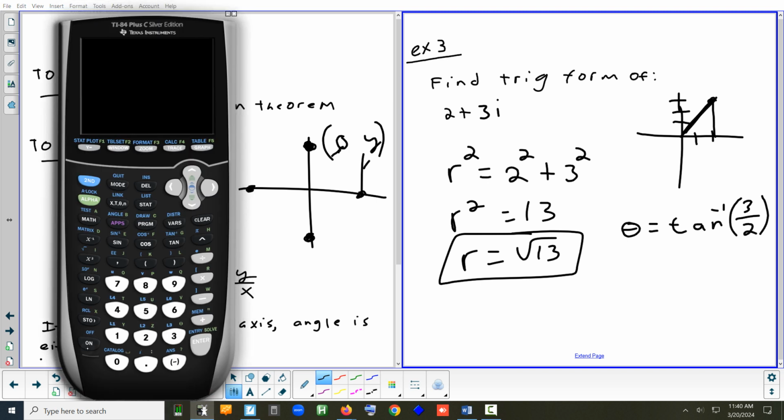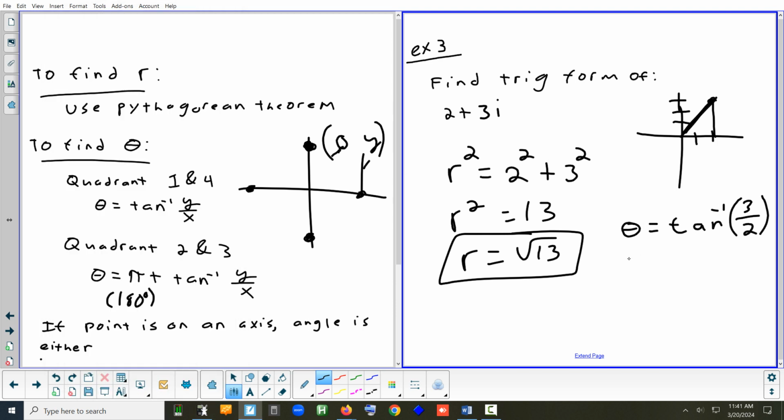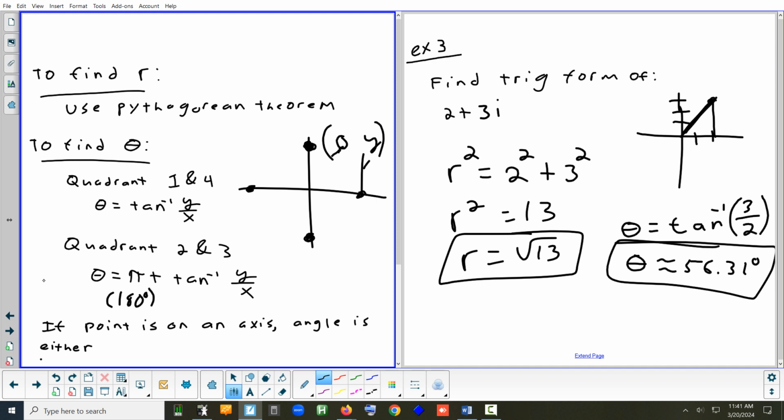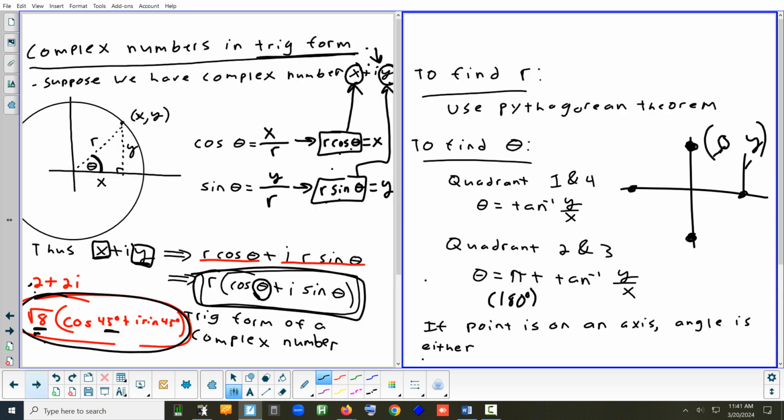All right, so now make sure you're in degrees. So inverse tangent of 3 over 2. 56 point, we'll call it 56.31. That's my theta. Now, take square root of 13 and 56.31, and fill them into this formula right there, and stop. That's all we do. So r cosine theta plus i sine theta.